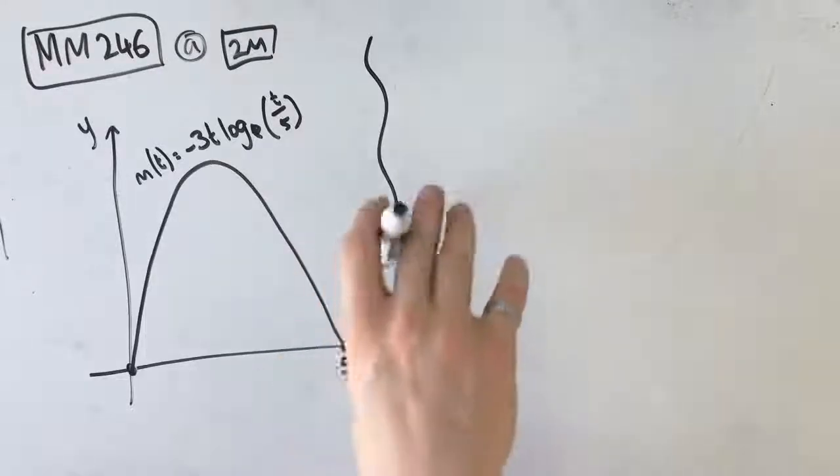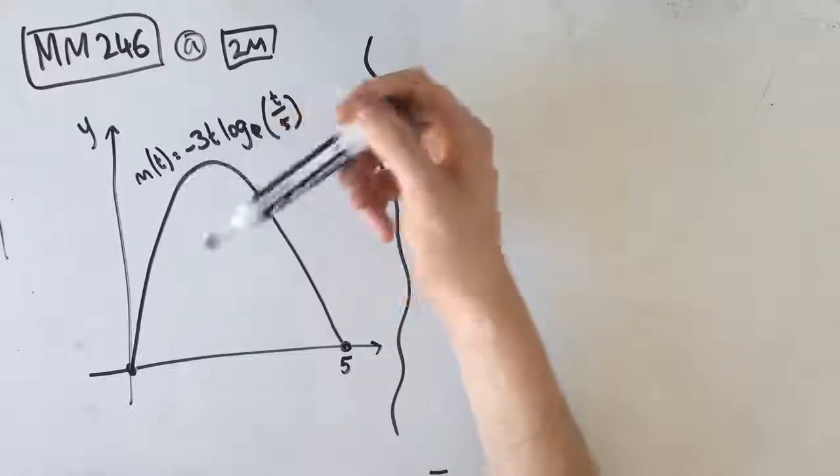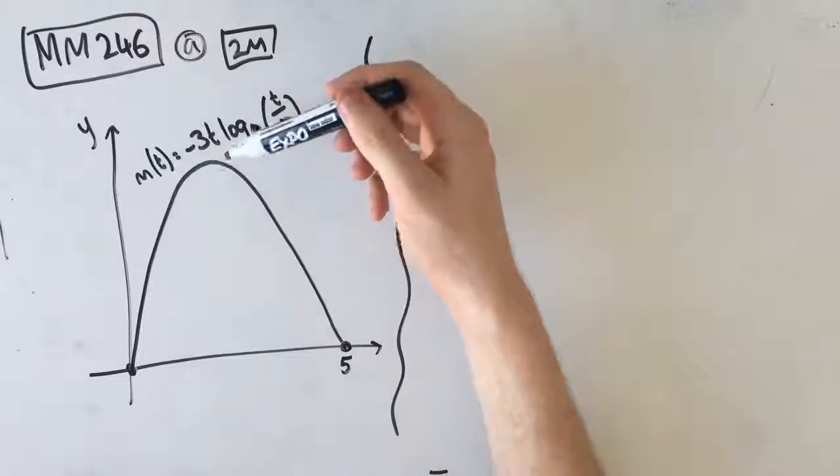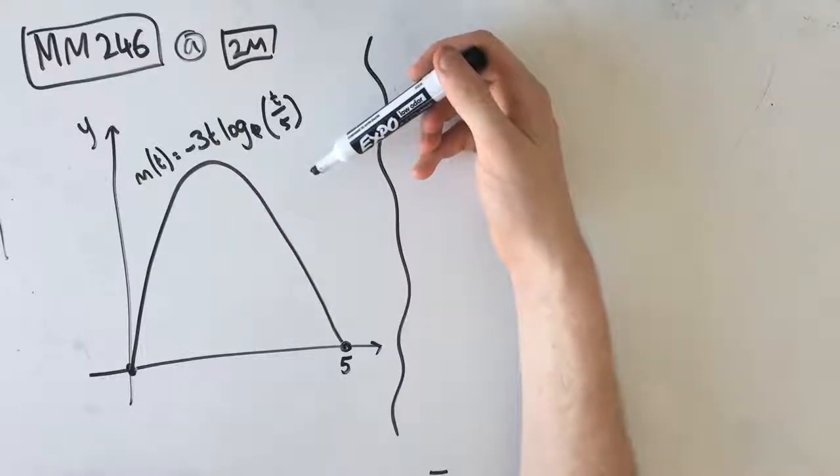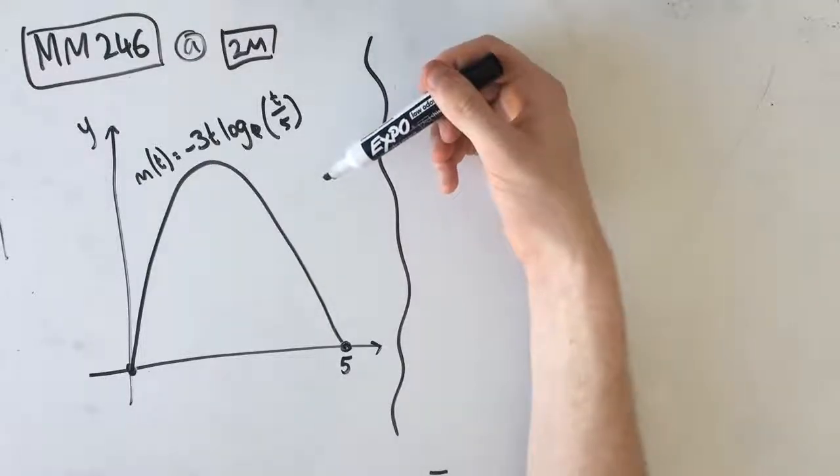Theon's masculinity is modeled by the function m from 0 to 5, where m of t equals negative 3t log e of t on 5, where m is Theon's concentration of masculinity measured in chest hairs per square inch, and t is time in months after he becomes a man. The graph of m is shown below.